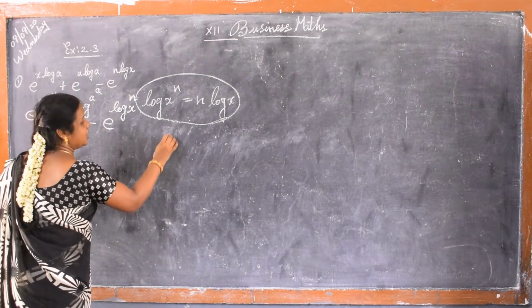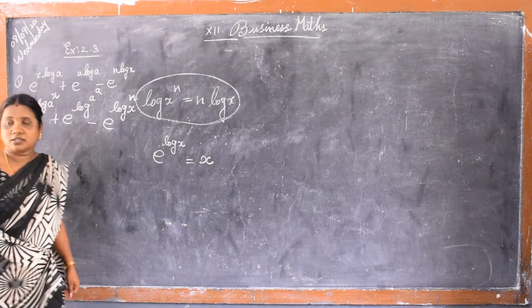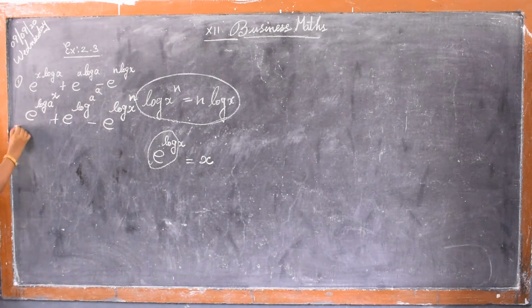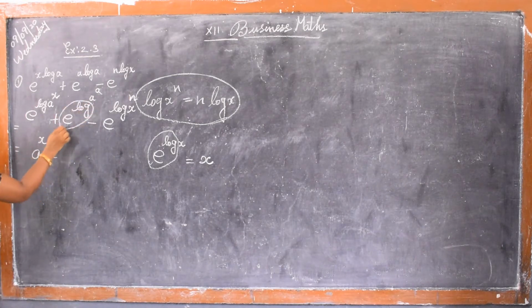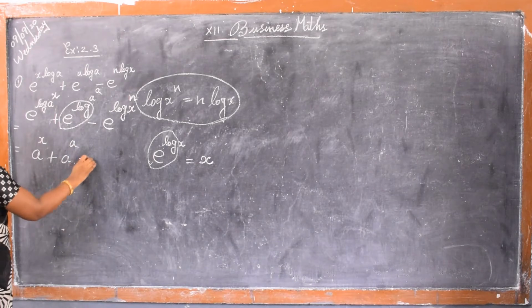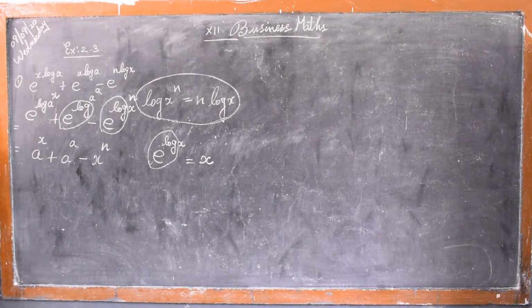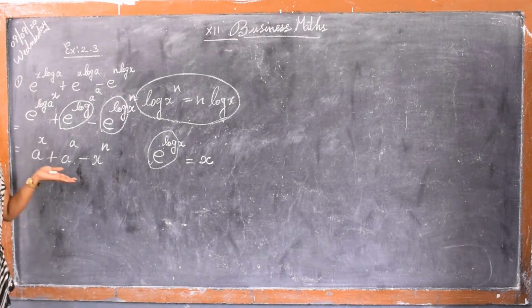Now this e power log x is equal to x. So that means you can eliminate e and log. Likewise here you can write it as a power x, eliminate e and log, a power a. Here also you can eliminate, this is x power n. Have you understood? Now I have simplified this. Now you can integrate with respect to x.